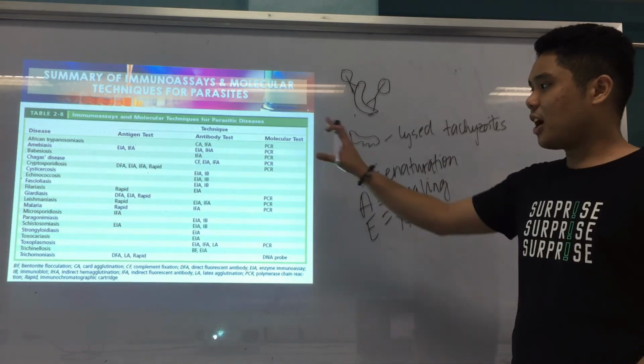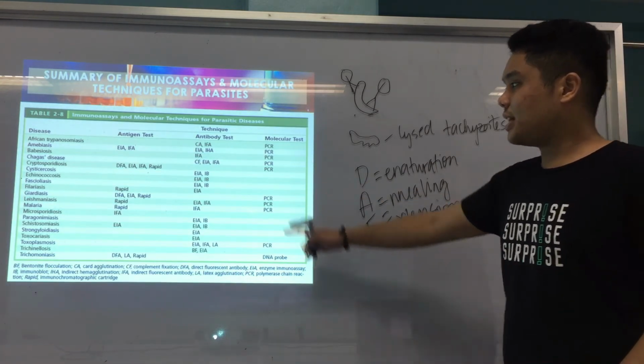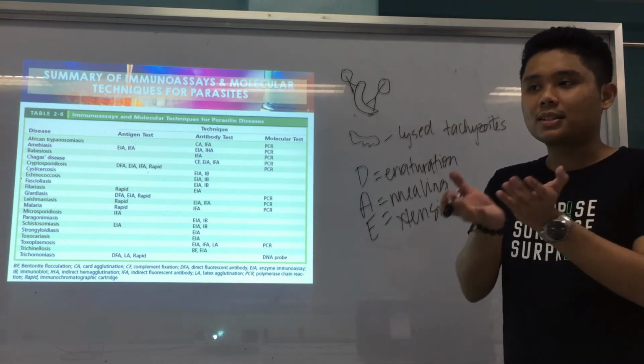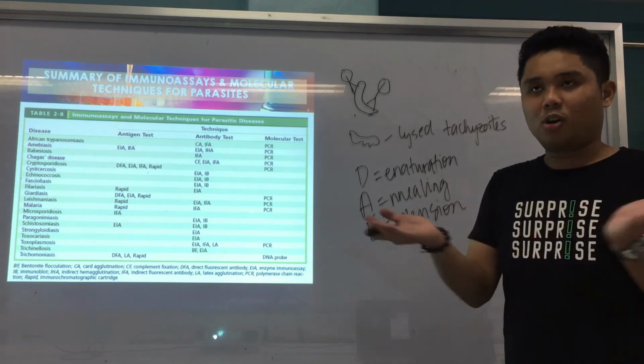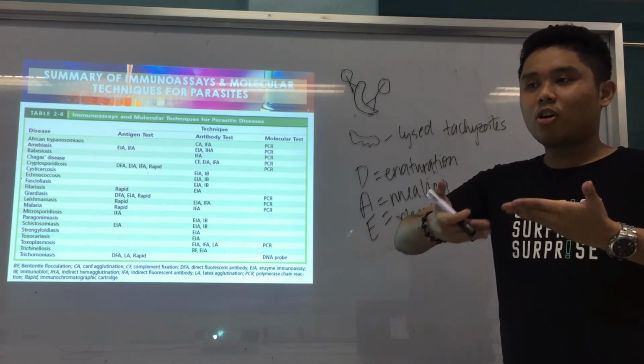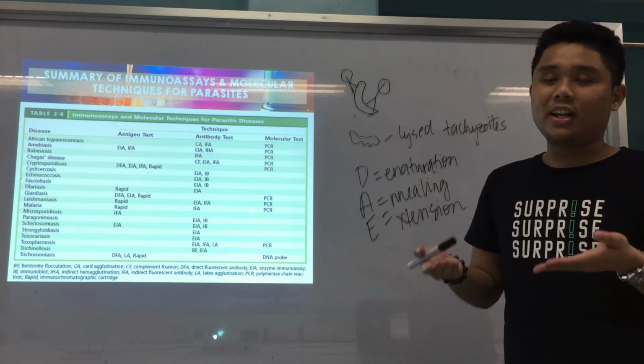Okay? Alright, and here are your different tests. Again, for CA here, it means card agglutination. It's an agglutination that is in a paper or plastic card. Again, that's based on manufacturer. Your plastic or your paper card is where you put your reagent and then you examine the agglutination there.